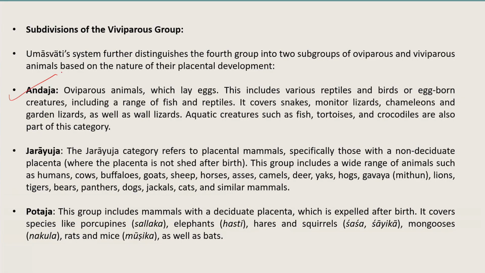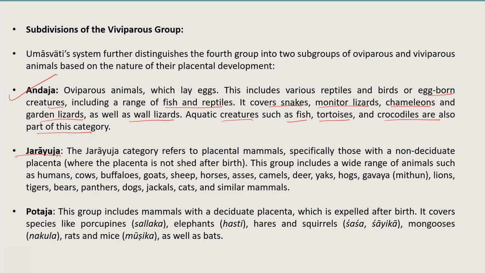First one is Andaj, oviparous animals which lay eggs. This includes various reptiles and birds or egg-borne creatures including a range of fish and reptiles. It covers snake, monitor lizard, chameleons and garden lizard as well as wall lizard. Aquatic creatures such as fish, tortoise and crocodiles are also part of this category.